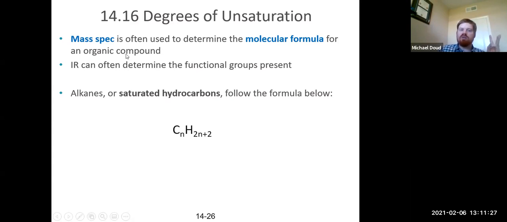We know that we can use the IR then to determine the functional groups that are present. So that's going to give us an idea of the bonding arrangements. And we want to figure out the full structure. So then we're going to use NMR on top of all of that.